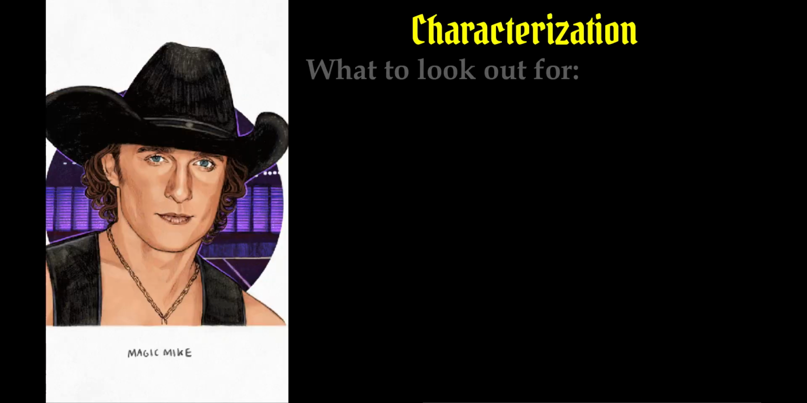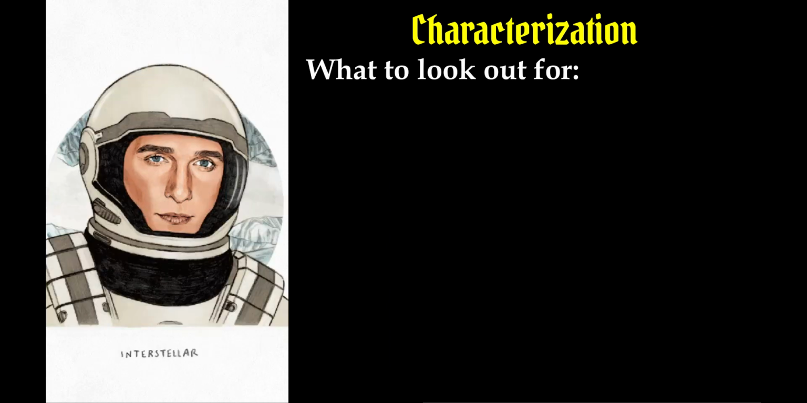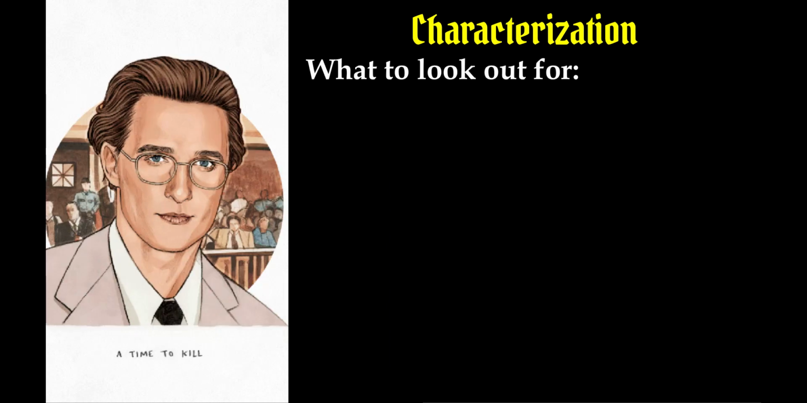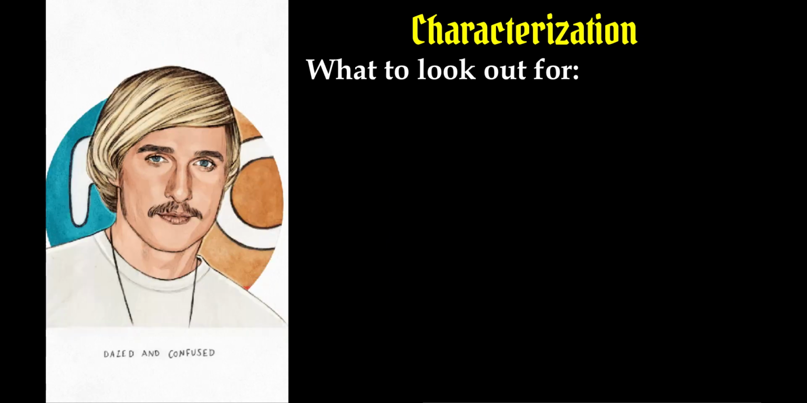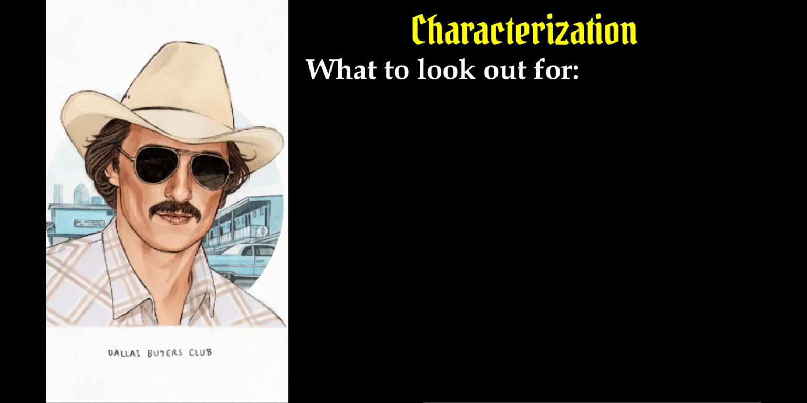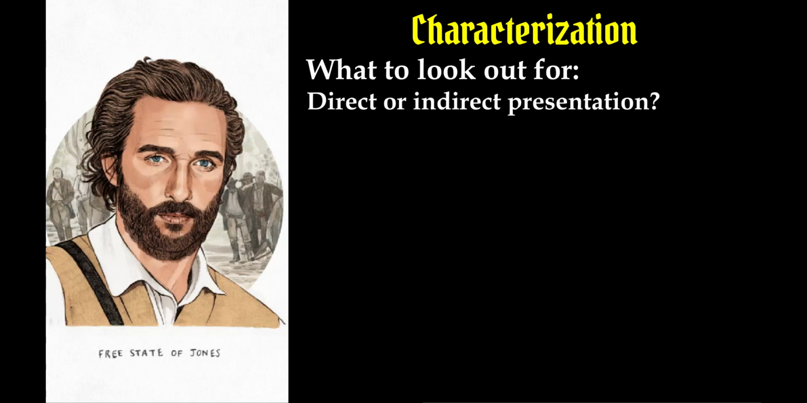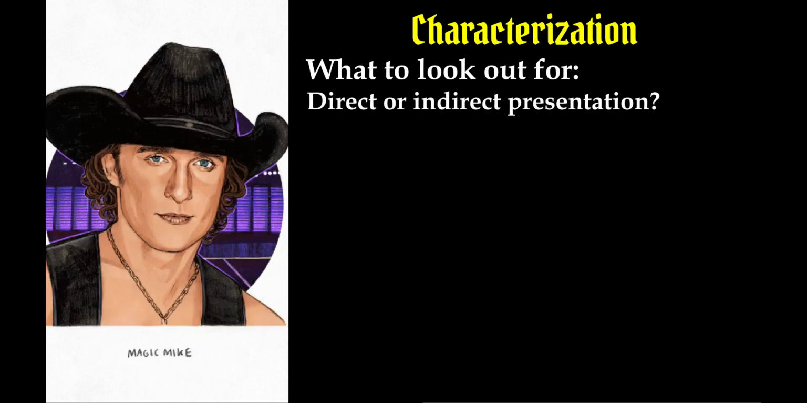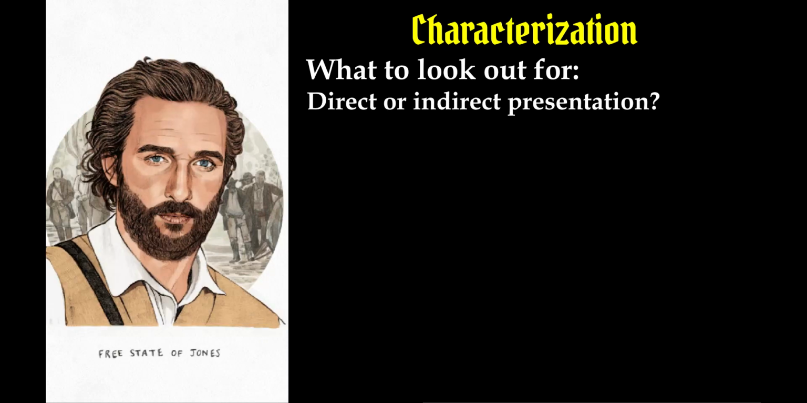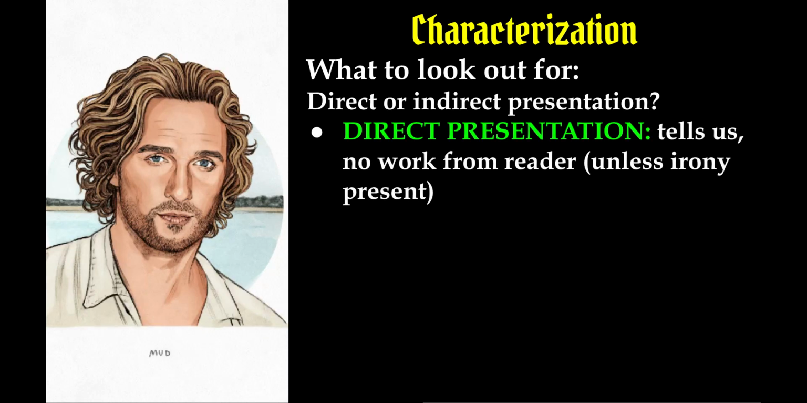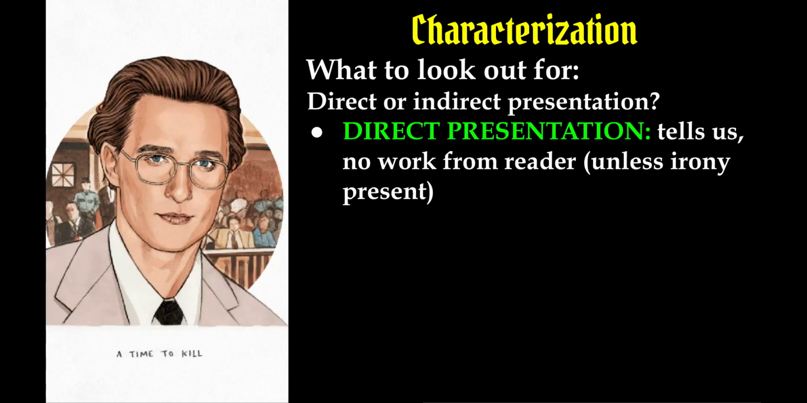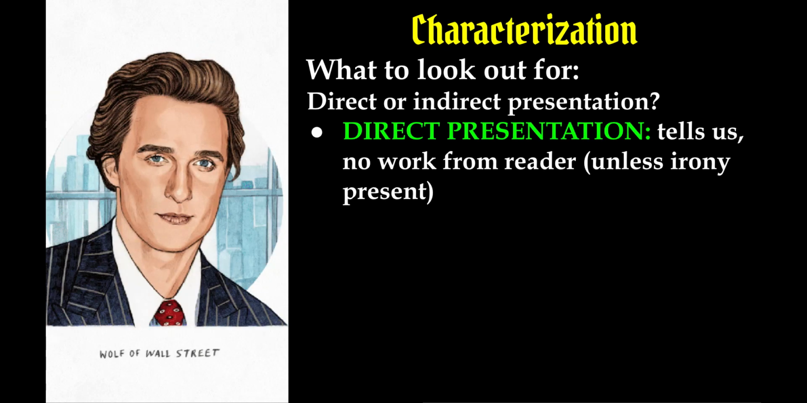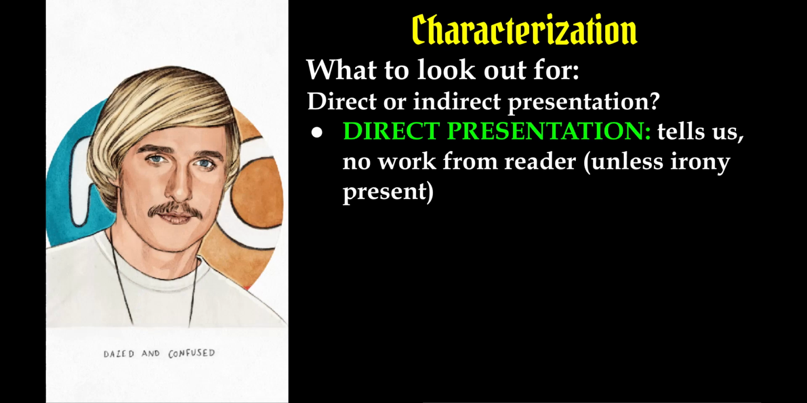All right, so continuing. Some things to look out for when you're trying to analyze characters and figure out what meaning the author's trying to get across through their struggles. There's some things to think about. There's direct versus indirect presentation or characterization. Direct characterization or direct presentation tells us who the character is. There's no work from the reader unless there's some irony present and they're not being literal, they're being sarcastic, right?